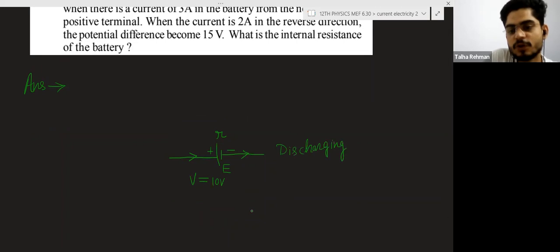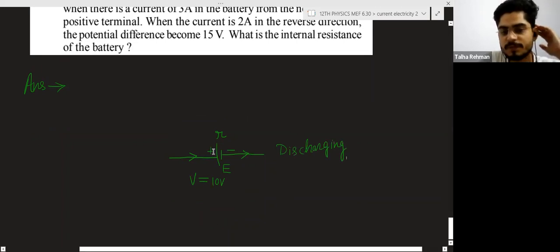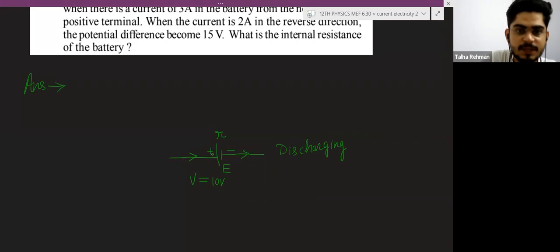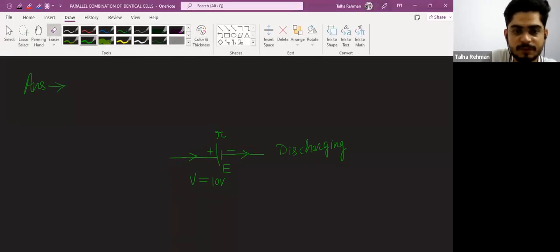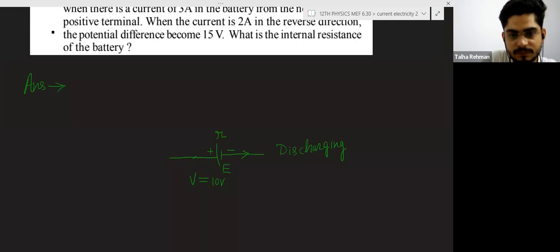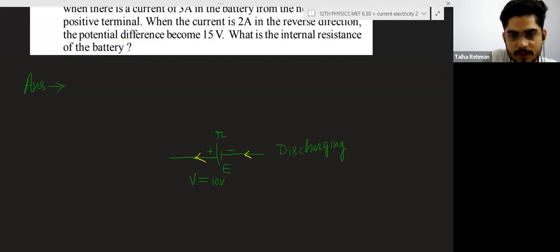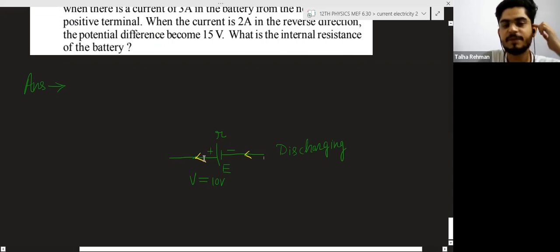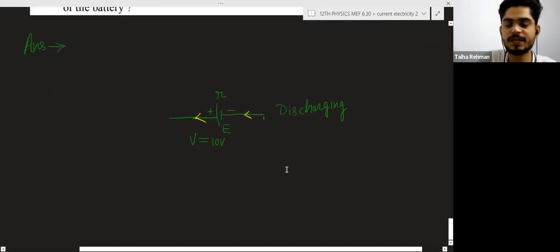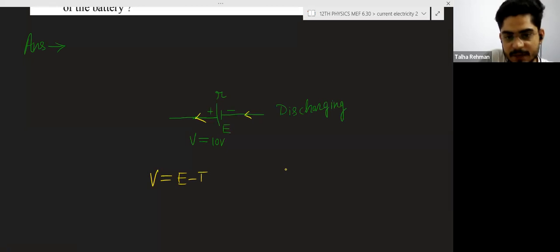Why discharging? Because you can see here the current is flowing from positive terminal to negative terminal. The current is emerging from the positive terminal and terminating at the negative terminal. So this is the condition of discharging. And for discharging, what is the equation of potential difference or terminal potential? V is equal to E minus IR.